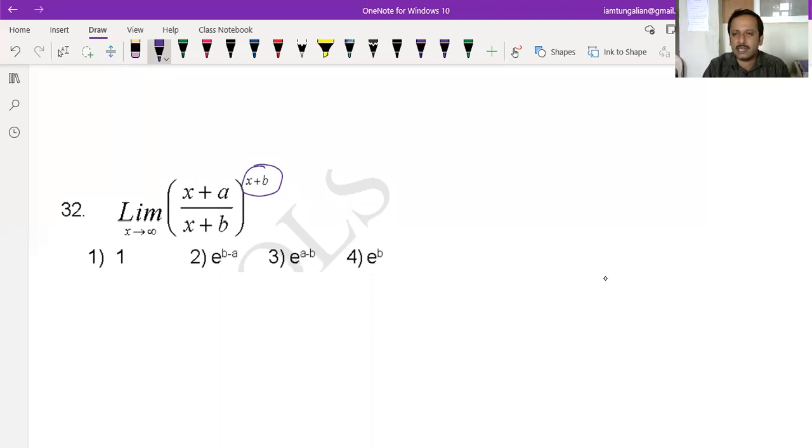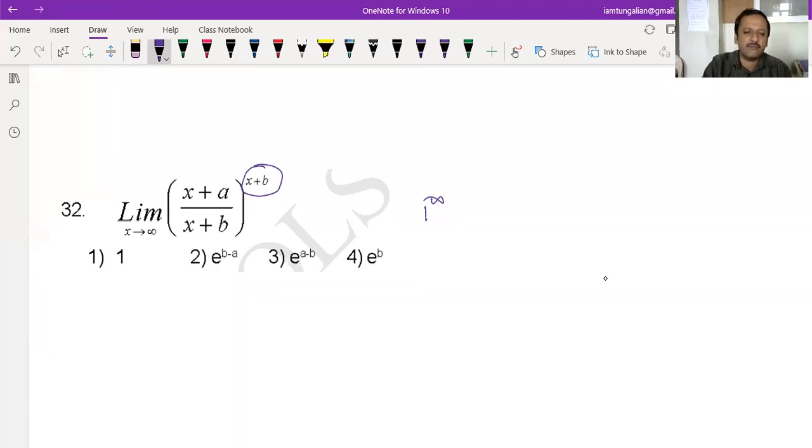Observe that both are linear factors, x plus a and x plus b, which means both are polynomials of the same degree, which is 1. So if that is the case, then as x tends to infinity, its value will be the coefficient of x here divided by the coefficient of x in the denominator, which is 1 by 1, that is 1. And for the power, we have x plus b, and as x tends to infinity, the power tends to infinity. So this will be of the form 1 power infinity. Okay, so it is of the form 1 power infinity.